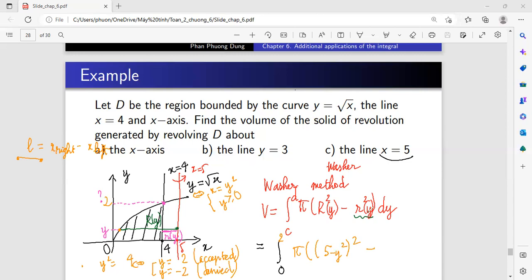And now we compute the inner radius of revolution. With the inner radius of revolution, this is the pink segment here. It is also a horizontal line segment, and we also use the formula x right minus x left. X right here is 5, and x left here is 4. So we have 5 minus 4 squared dy. And you can use your calculator to find the answer here. Please use your calculator to find the answer here, okay? And we finish this example.